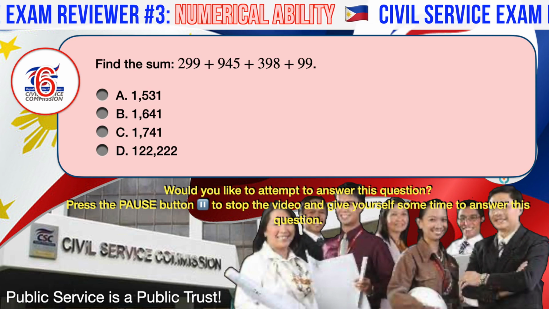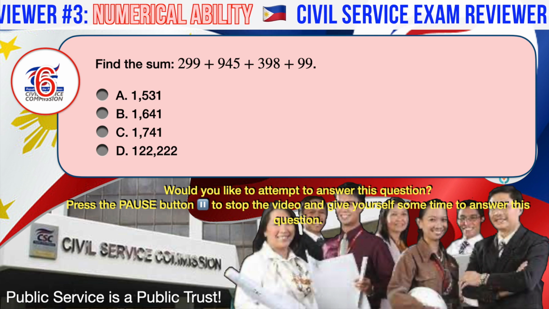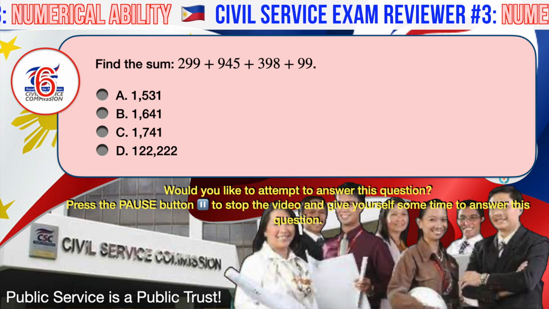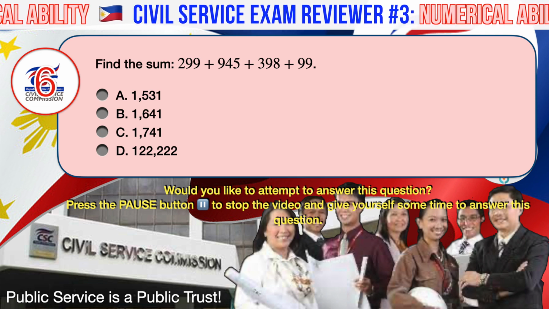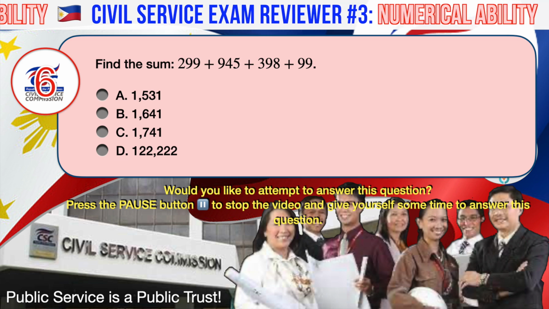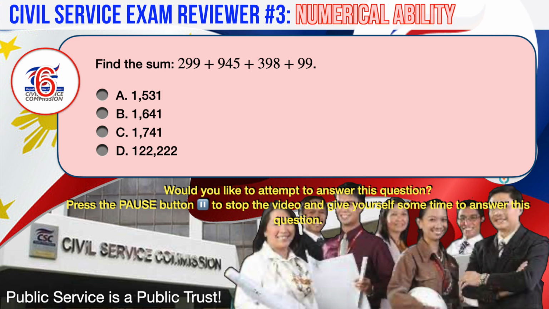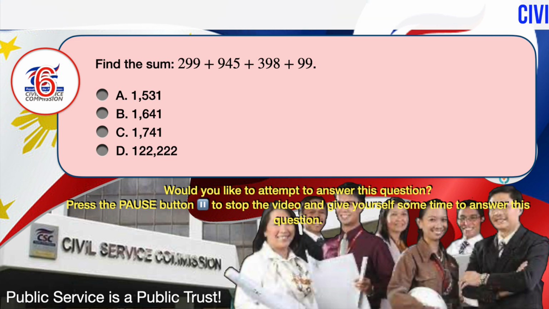Question number 6. Find the sum. 299 plus 945 plus 398 plus 99. A. 1531. B. 1641. C. 1741. D. 122,222. The correct answer is C.